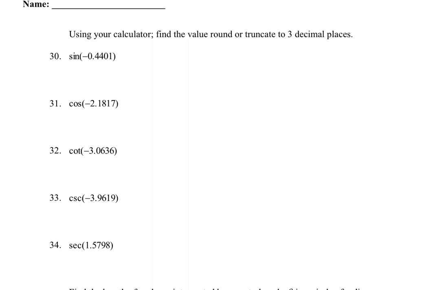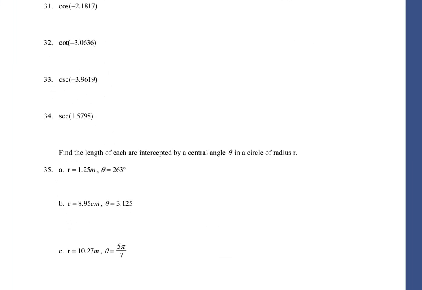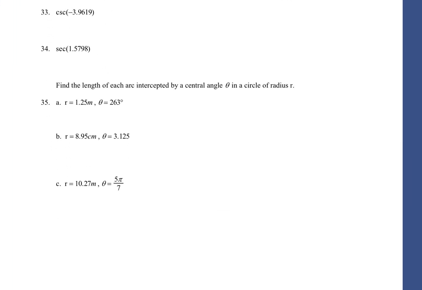The directions say to round or truncate. Truncate means just drop off. Like don't try to bump up or round down. That's what truncate means. Your test will tell you to round. So just keep that in mind. And I think it's 3 decimal places. And then the bottom is your length of the arc.